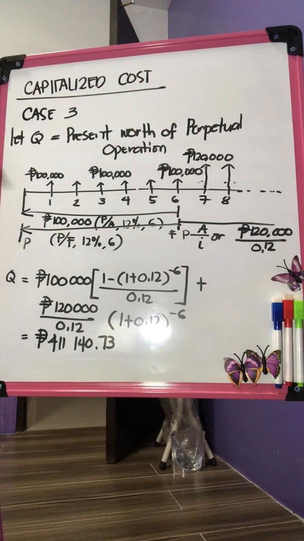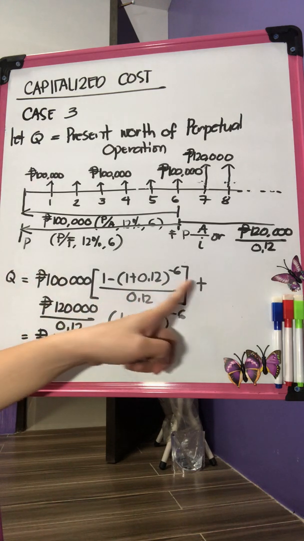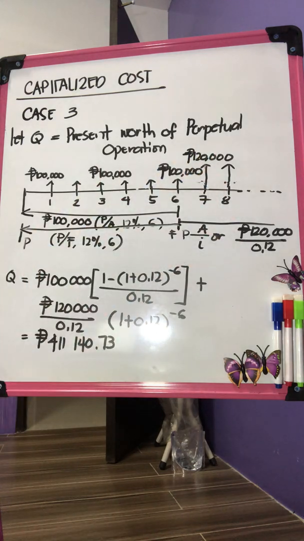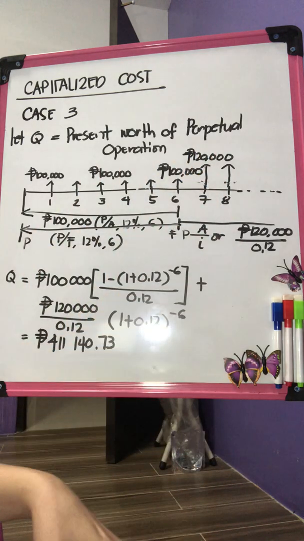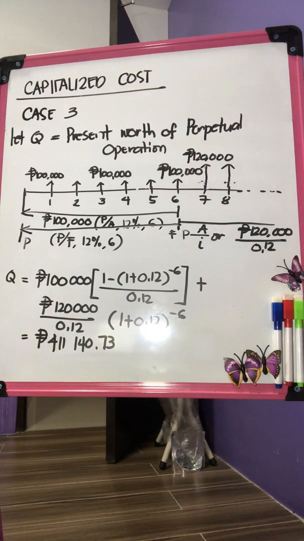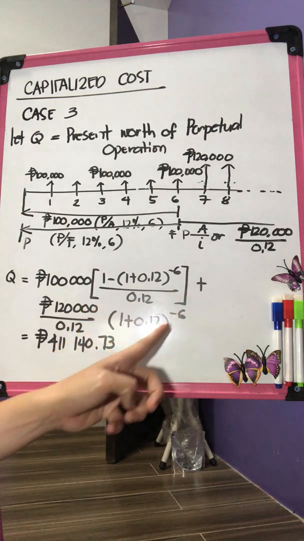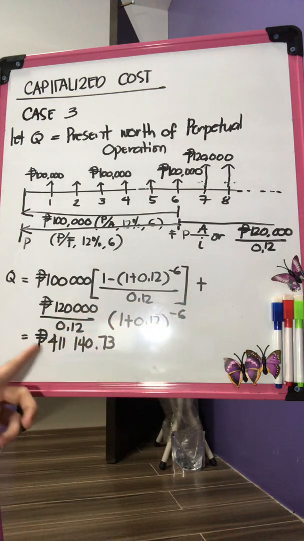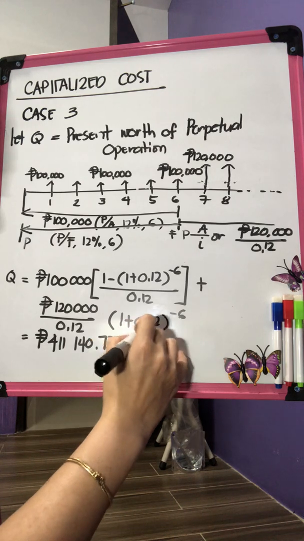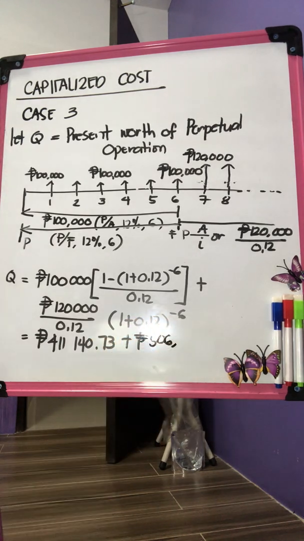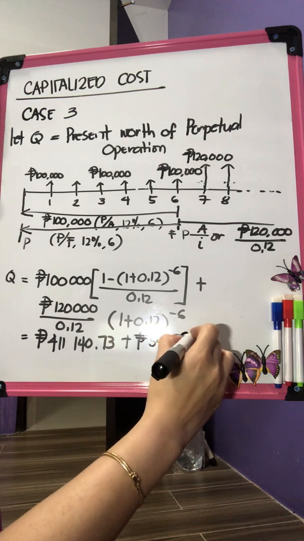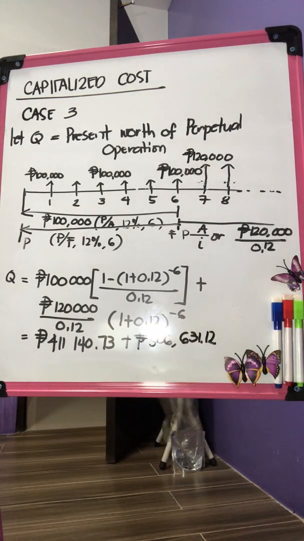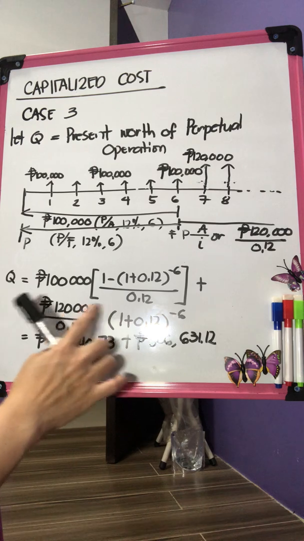Kasi we have to determine magkano yung kailangan ko para makover yung 100,000 pesos na operating expenses for the first 6 years. Plus yung 120,000 na operating expenses after ng 6 years, sa 7th year mag-start na yon, pero indefinite yung time. Okay? So plus, yung makukuha naman natin dito is equal to 506,631 pesos and 12 centavos. Okay? So para dito naman yan.